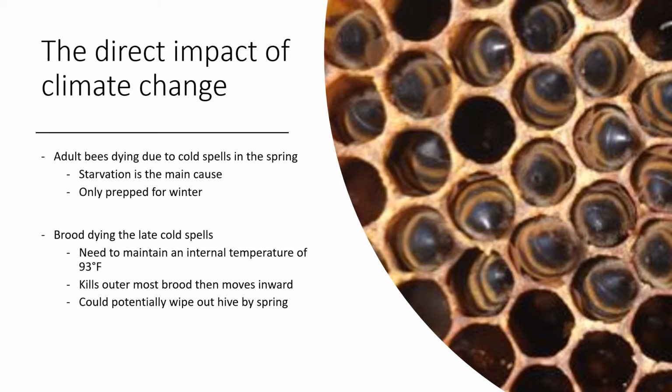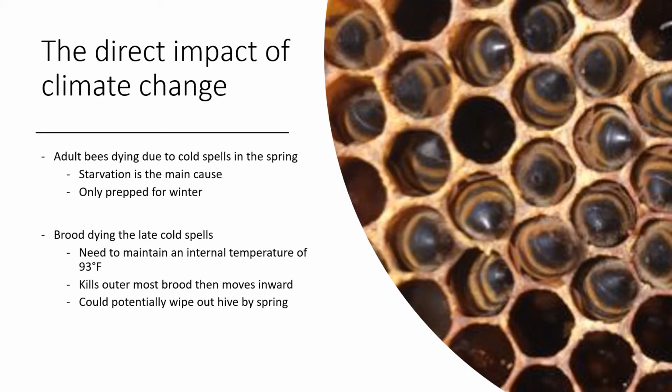That happens. And in this case, the bees can starve to death because the food left over from winter just isn't enough to support them. And that's what's happening to the bees in this picture here. They're trying to get that last little bit of honey out of the bottom of the cell and died in the process. Another direct impact of climate change on bees is killing the brood during, again, cold spells.